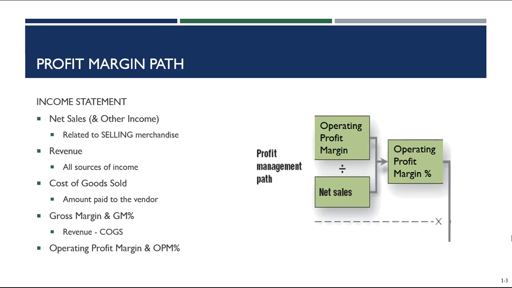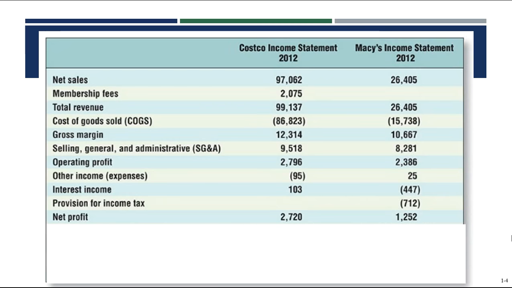So operating profit margin is the last component of the income statement, and operating profit margin is going to show us all of our fundamental operations and how those impact our profitability.